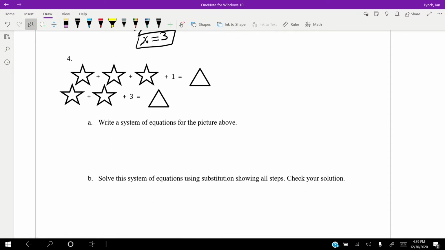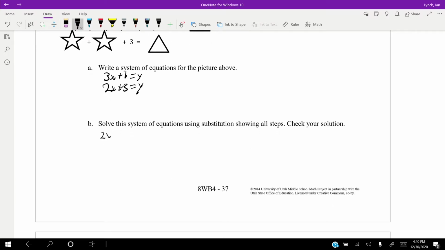Alright, let's build one more system. So these are going to be my x's and triangles are going to be my y's. So 3x plus 1 equals y and 2x plus 3 equals y. Well, would you look at that? They're both equal to y, which means I'm just going to end up setting them equal to each other. Because whichever one I plug in for y, I'm basically setting them equal to each other. Doesn't matter which one I plug in for which y. I'm just going to say, I got 2x plus 3 equals 3x plus 1.